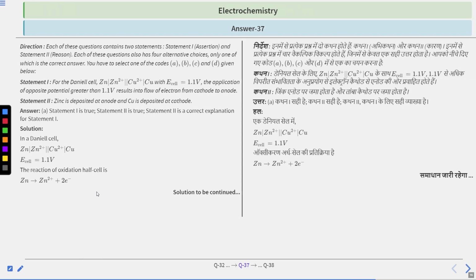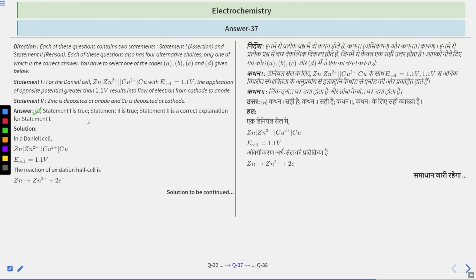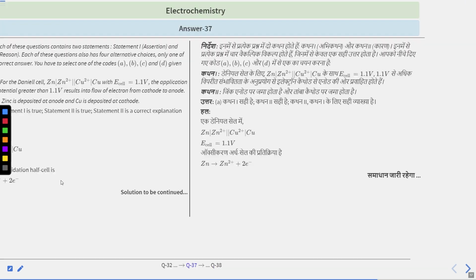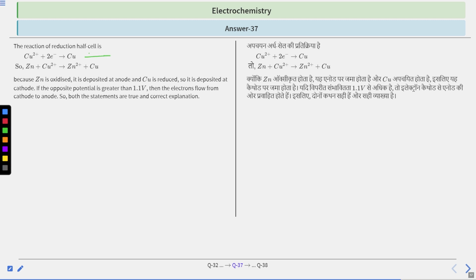Okay, so let's see, the correct answer is option A, that is Statement 1 is true, Statement 2 is true, and Statement 2 is the correct explanation for Statement 1. In the Daniell cell, Zn2+ | salt bridge | Cu2+ | Cu, E of cell is 1.1 volt, that is given. The oxidation half cell reaction is zinc giving zinc 2 positive plus 2 electrons, and the reduction half cell is copper 2 positive plus 2 electrons giving copper. So the overall reaction will be zinc plus copper 2 positive giving zinc 2 positive plus copper.